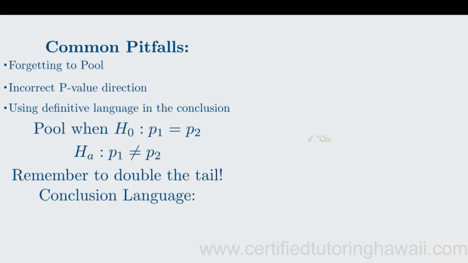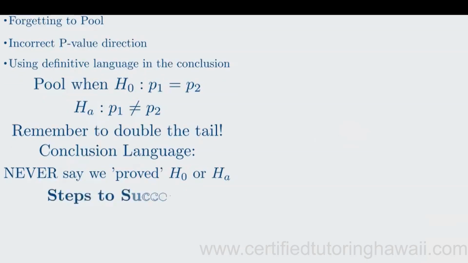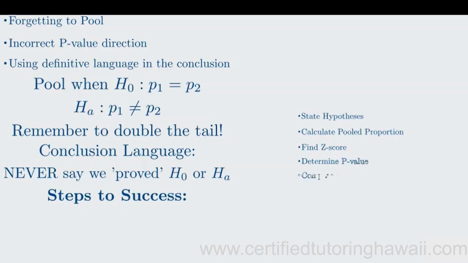In your conclusion, always say we have convincing evidence for the alternative, or we do not have convincing evidence for the alternative. Saying we proved the null is true, or we proved the alternative is true, is a major conceptual error. By following these steps, state the hypotheses, calculate the pooled proportion, find the z-score, determine the p-value, and compare it to alpha, you will be able to justify any claim about the difference between two population proportions.